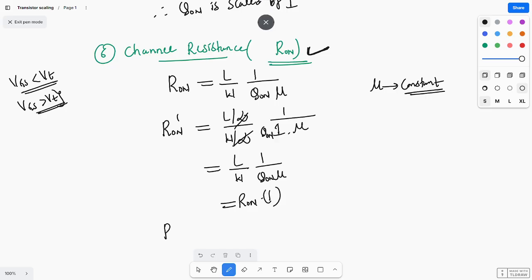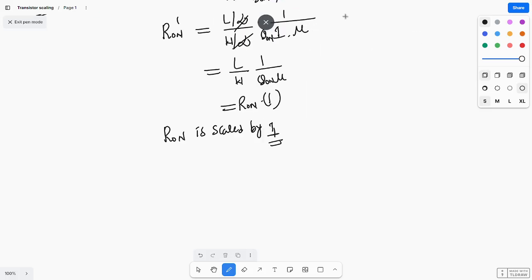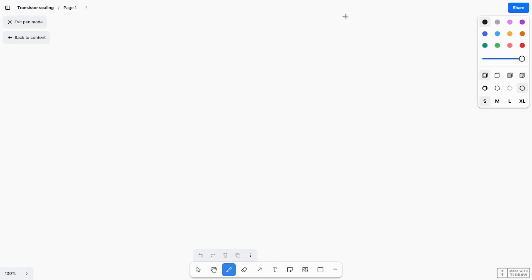So R on is scaled by what? R on is scaled by 1. R on is scaled by unity. Okay, so this is channel resistance. Hope you understood.